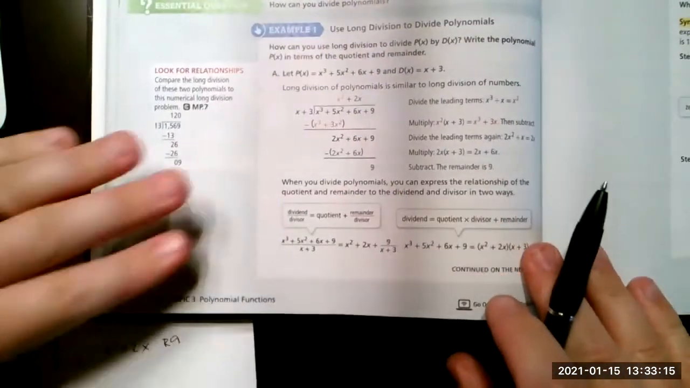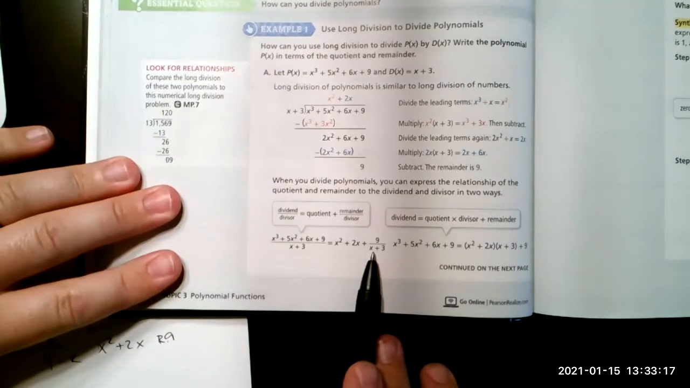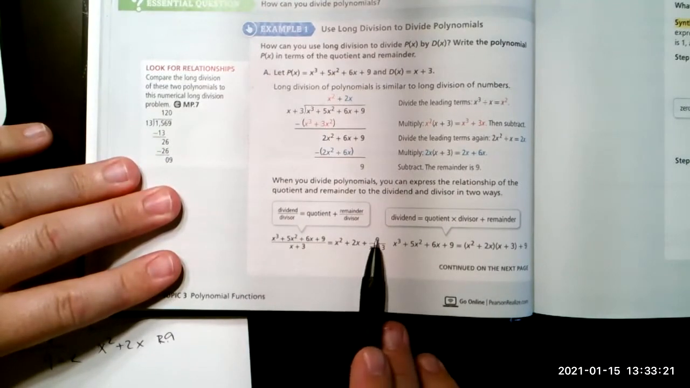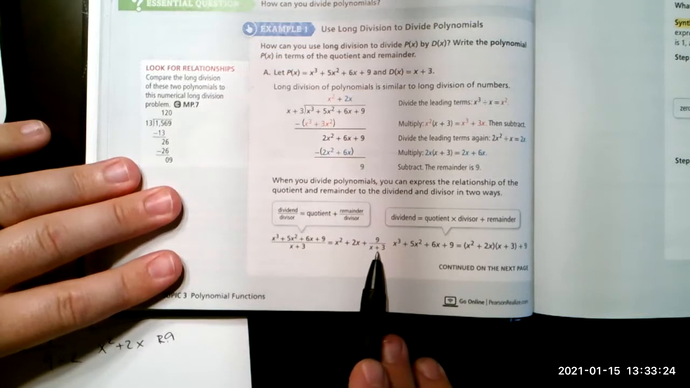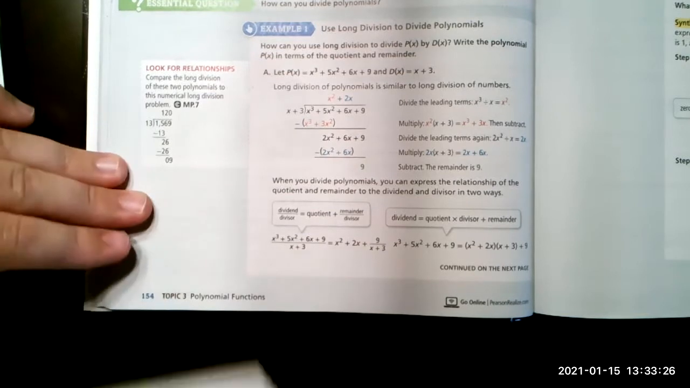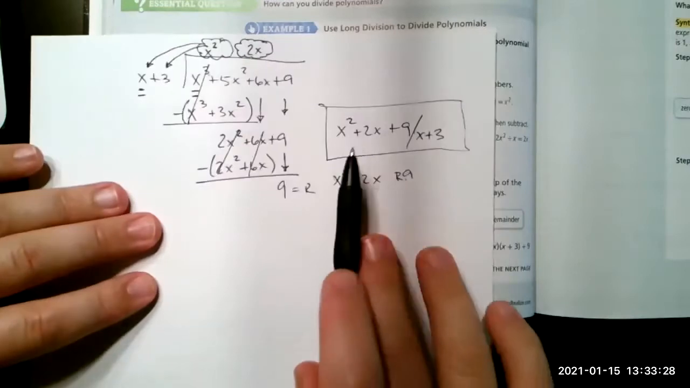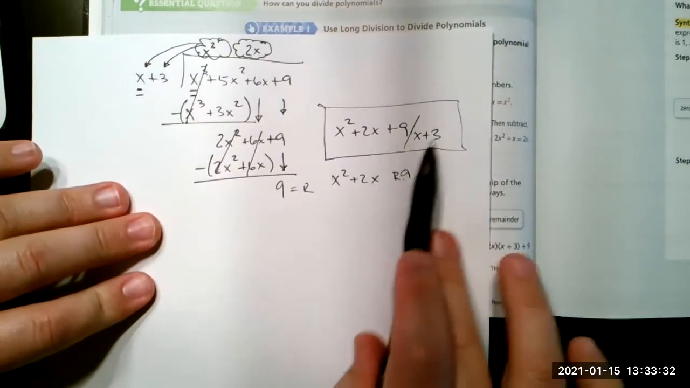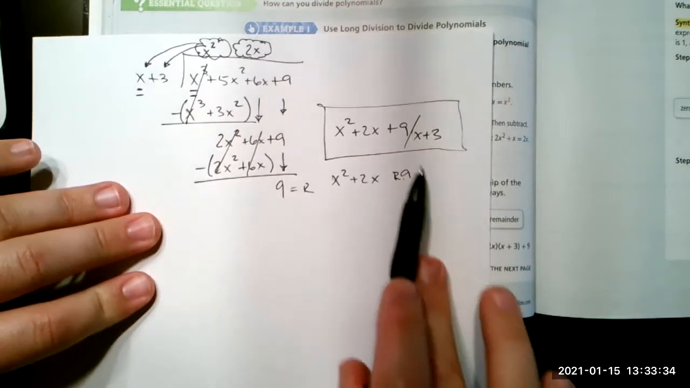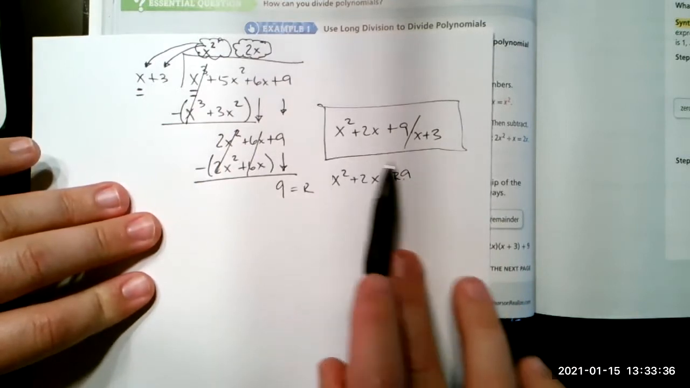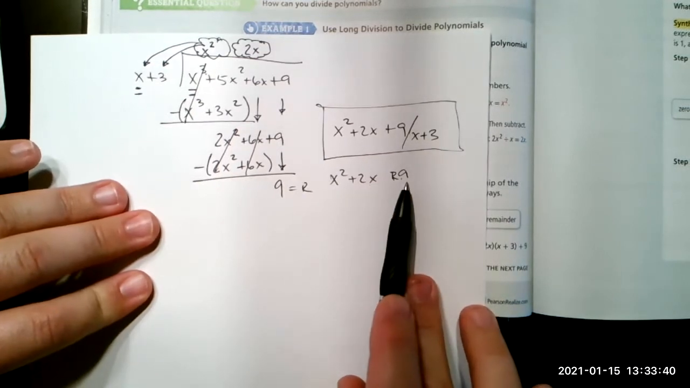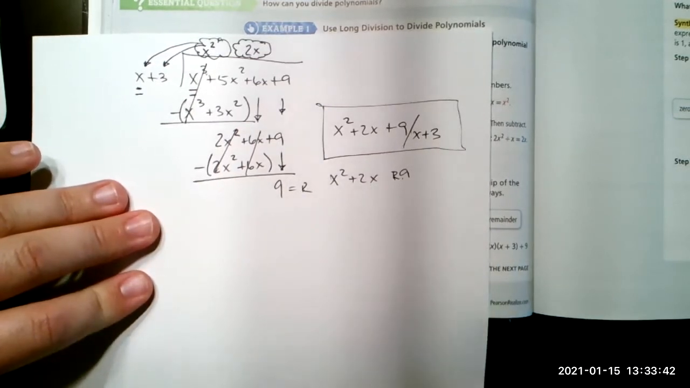So take a look at the bottom of page 154. Here's their answer. So they write it as x squared plus 2x plus 9 divided by your divisor, the thing you divided by. So this is a very popular way of doing it. You'll probably see it like this. When we go through here, this is the way I'm going to write it every time. But you might see it like this if you go through the internet and look at different examples. Some people will just write x squared plus 2x remainder 9. Either way is acceptable.